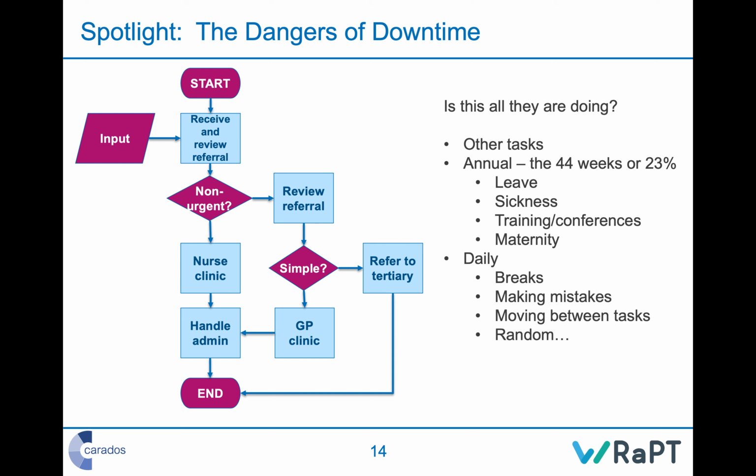First and foremost, they may have lots of other tasks. If somebody tells you that 10 nurses and 5 administrators are doing this process, you don't know if there are other things they're doing. So you need to make sure: is this all they're doing? Are they doing other things? But even if there aren't any other tasks, and there will be, there's going to be some annual stuff. Quite often you find clinicians have a 44-week year, and that's because they have leave, sickness, training, conferences, and maternity leave or whatever else might be added to that.